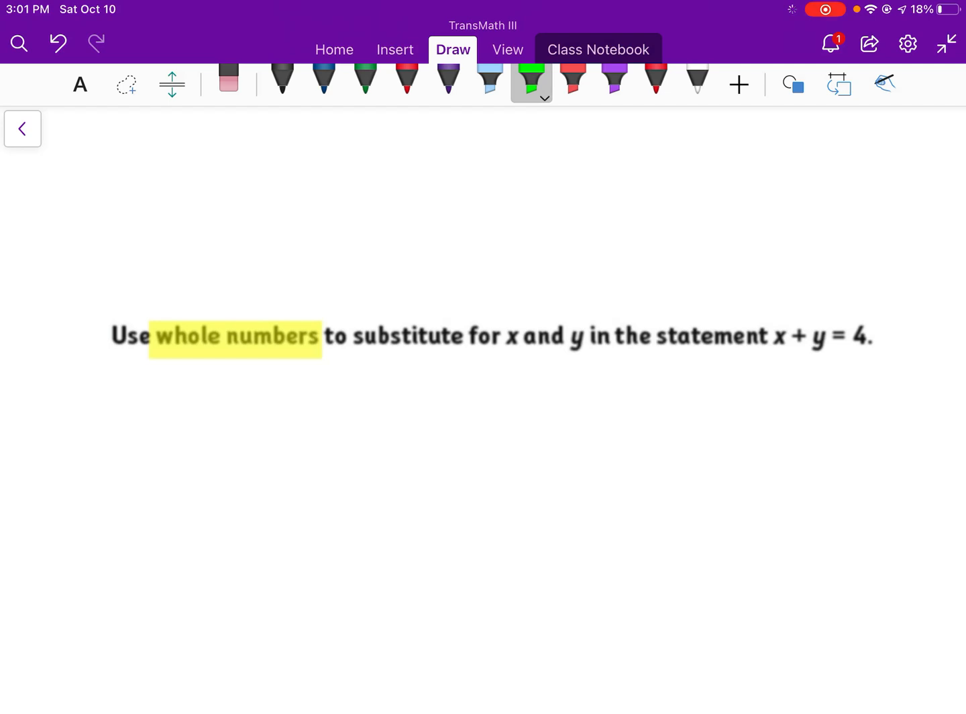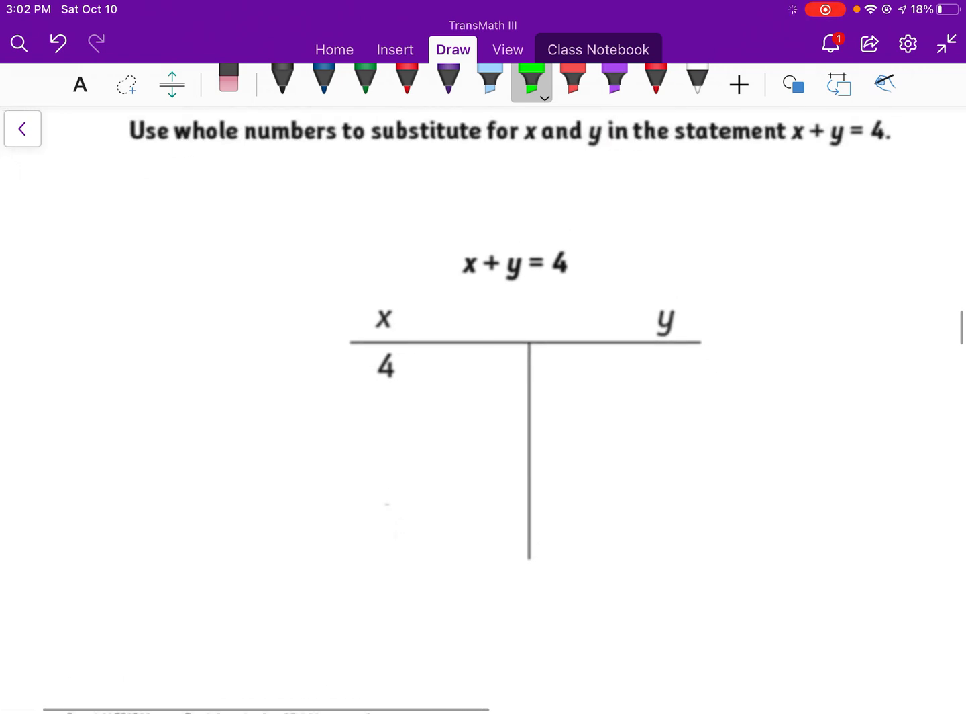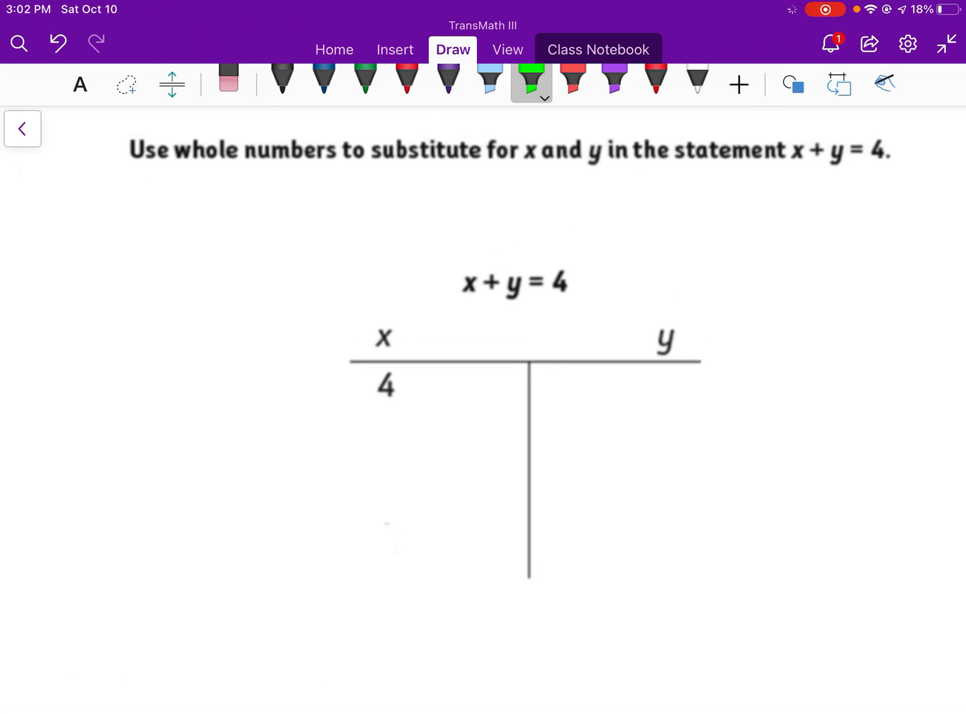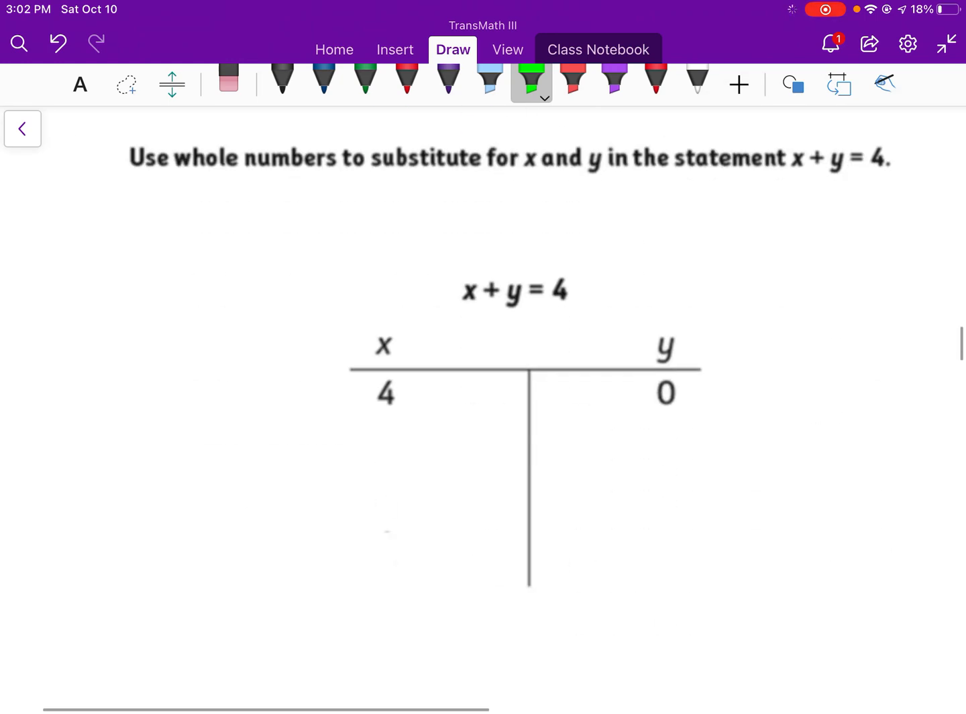Now, use whole numbers to substitute for x and y in the statement x plus y equals 4. Whole numbers are our counting numbers. Okay, whole numbers we can include 0, so 0, and then like we count 0, 1, 2, 3, 4, 5, 6. That's how we count. Those are our whole numbers. So when I say 4, 4 is a whole number. So if I'm looking for a list of values, I can replace x with 4. 4 plus what is 4? 4 plus 0 is 4.